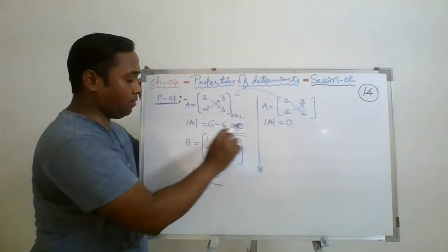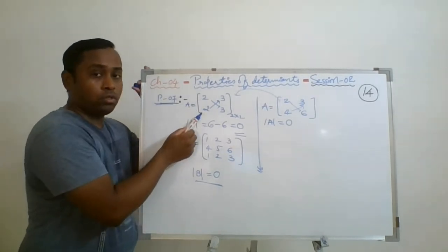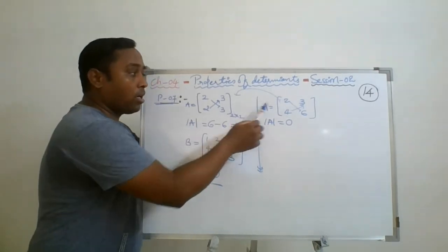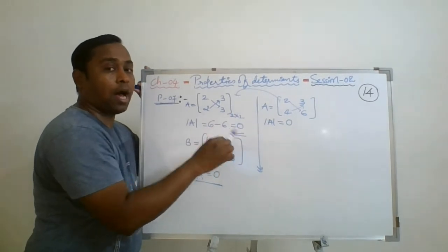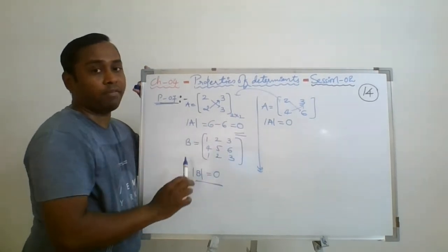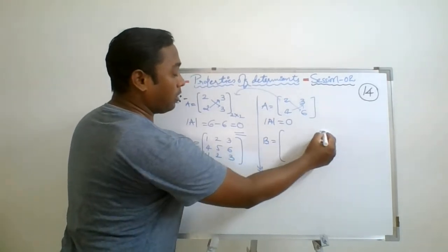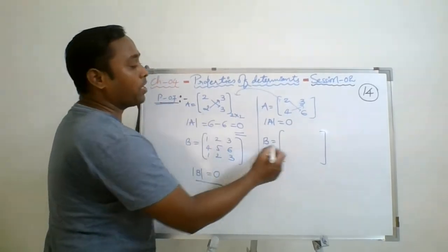So the determinant value is 0 when any two rows or columns are identical, or also you can say, if any two row elements or column elements are in proportion, then also the determinant value is 0. Now to take an example, I am taking a 3 by 3 matrix. What is the determinant value by using this property number 7?